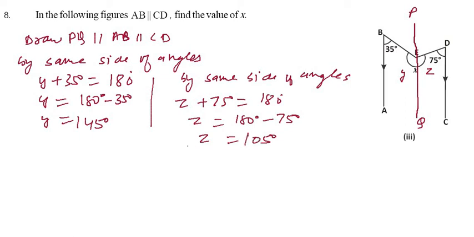Let us do the x. X is equal to y plus z. So put the value of y. Y is 145 degree and z is 105 degree. Add them. 5, 5, 10. And here is the 5. 1 and 4, that is 5. And here is 1 and 1, 2. So 250 degree. So that one is your answer.